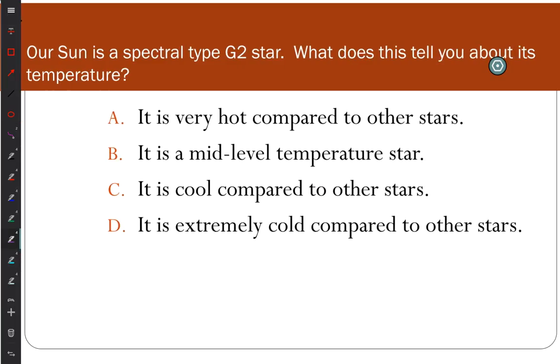First clicker question. Our sun is a spectral type G2 star. Excuse me, what does this tell us about its temperature? And I'm not asking you for a specific temperature at this point, just is it very hot, mid-level temperature, cold, or extremely cold compared to other stars?